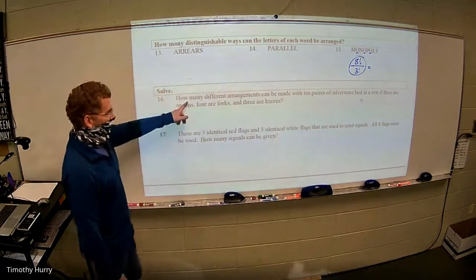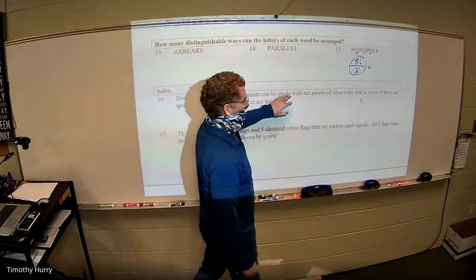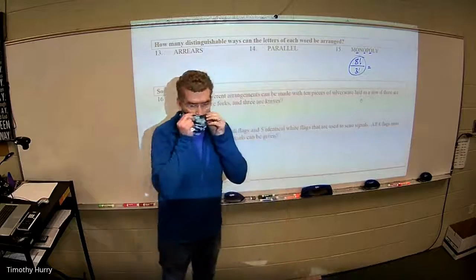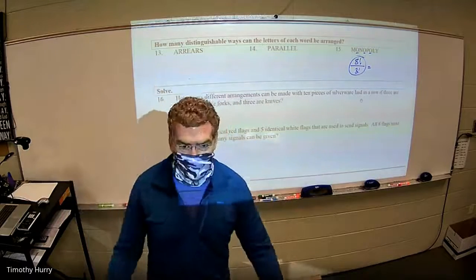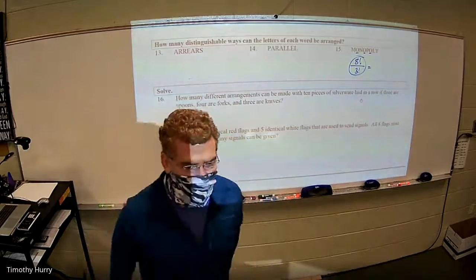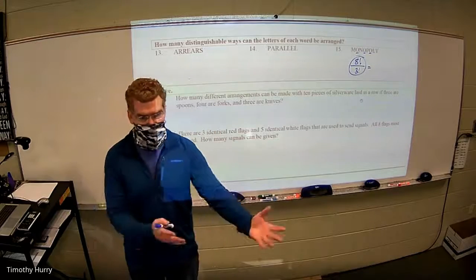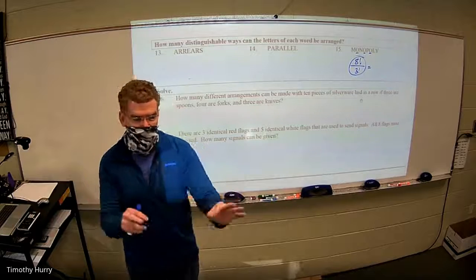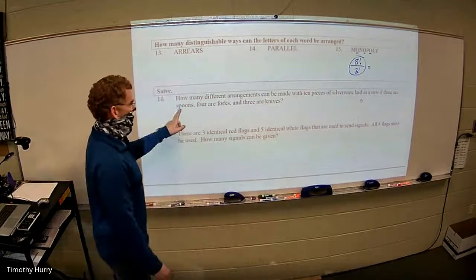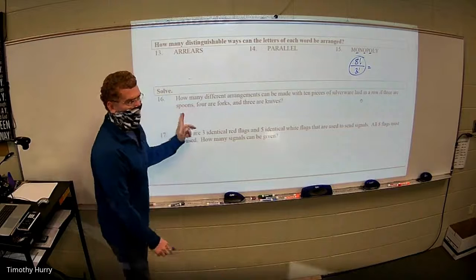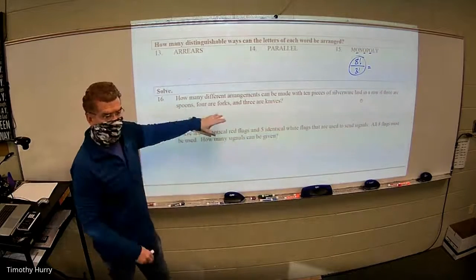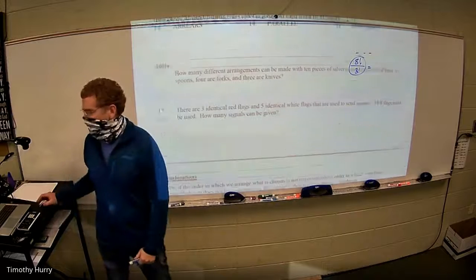How about this? How many different arrangements can be made with 10 pieces of silverware laid in a row? So maybe this is antique silverware and you're in some museum and you're trying to figure out a good way to organize this, and you're messing around with the arrangements. But 3 are, I should have said identical, but 3 are identical spoons, 4 are forks and 3 are knives. They're all identical in their unique category. So how many ways could I do that?